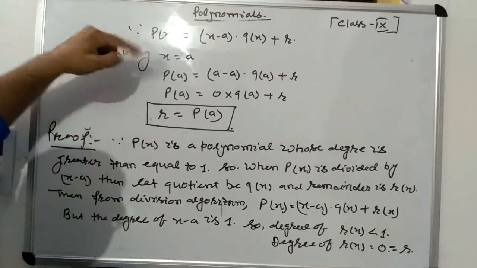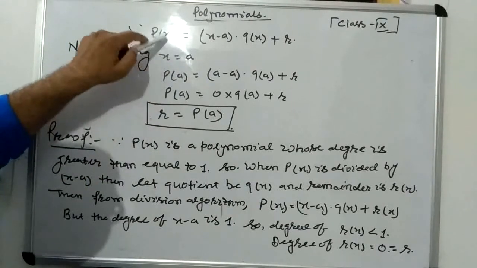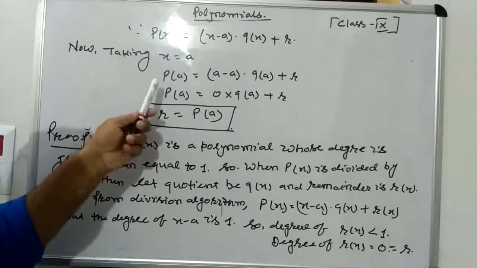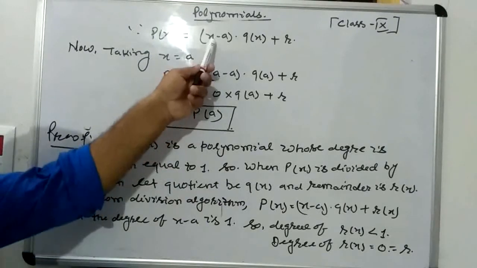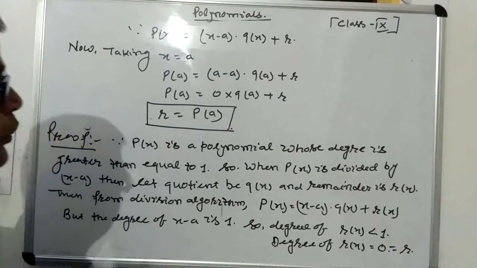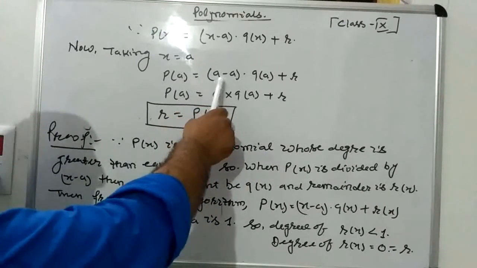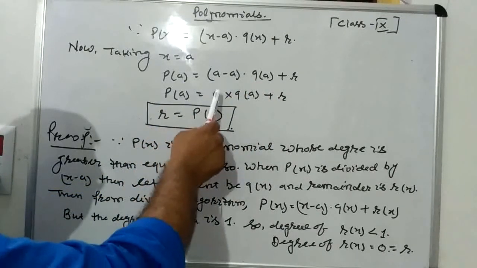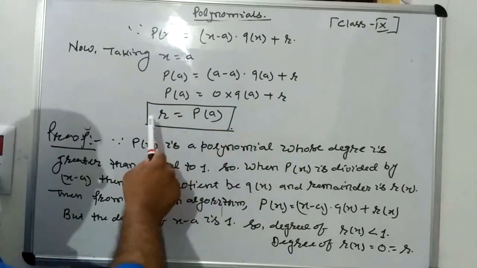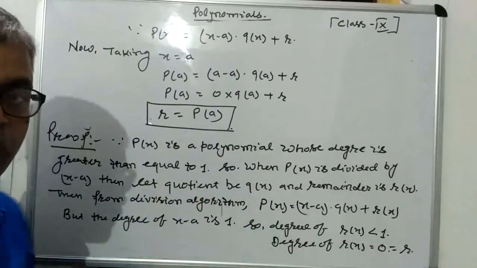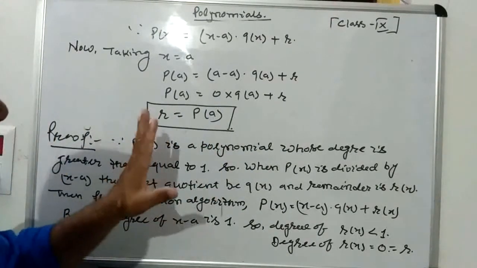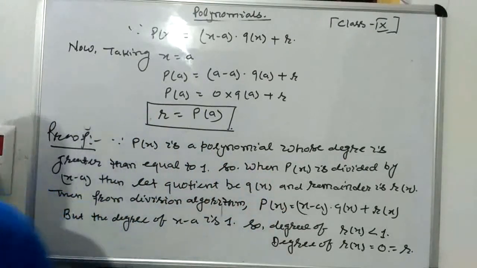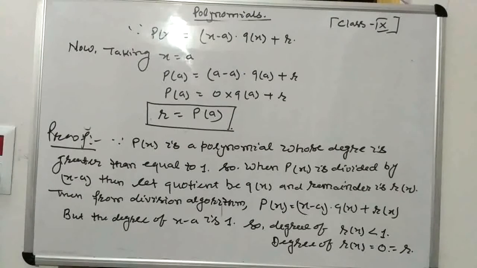Now taking x equals to a real number a. So you have polynomial of a equals to, substituting x by a, (a minus a) into Q(a) plus R. So P(a) equals 0 into Q(a) plus R. So R equals P(a), that is polynomial of a, and this is your remainder theorem proof, and hence the proof of remainder theorem is concluded. This is the way by which you can prove the remainder theorem.